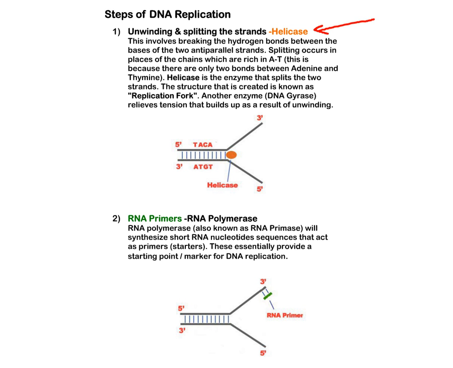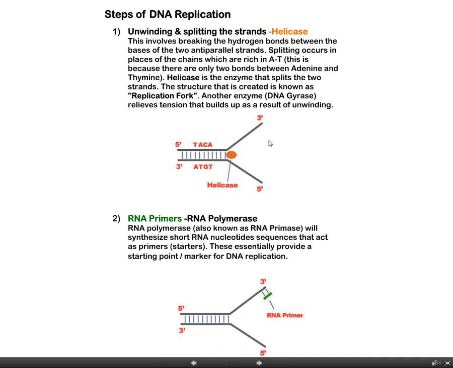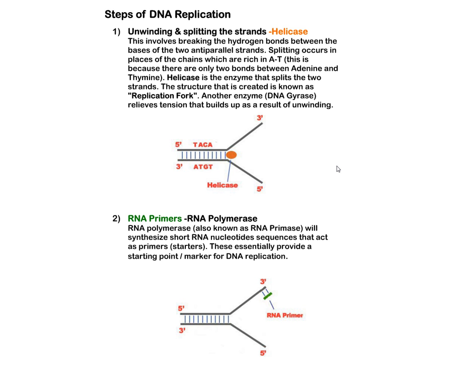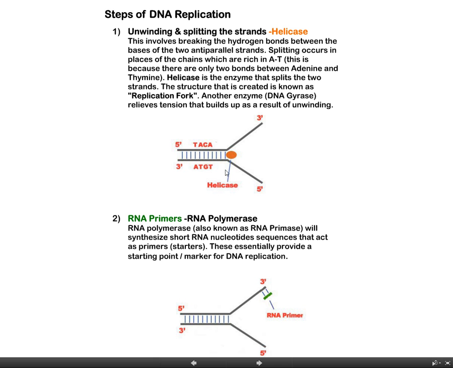So essentially, the first step is that the strands must be separated, and this is done by an enzyme called helicase, which breaks the hydrogen bonds that hold the two strands together. The splitting usually starts in a place that's rich in AT bonds, because between an A and a T there are only two hydrogen bonds. So helicase splits the two, and this is called a replication fork.